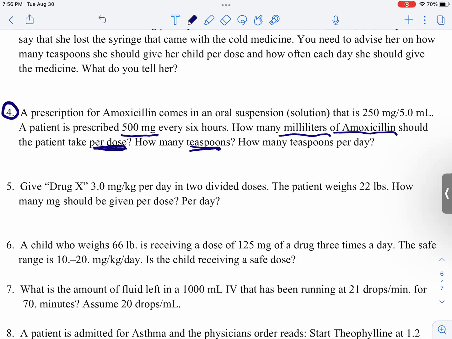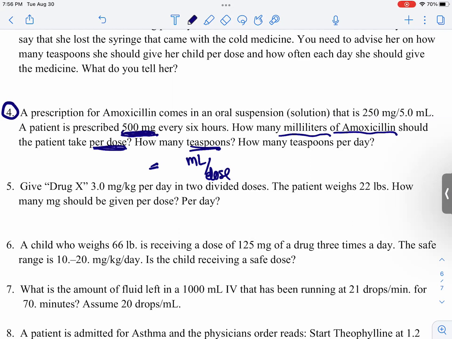Well, first we're going to figure out for dose. We have a couple of problems in here. So let's solve this first part where we want to know how many mils per dose. Mils per dose. Okay, so what do?